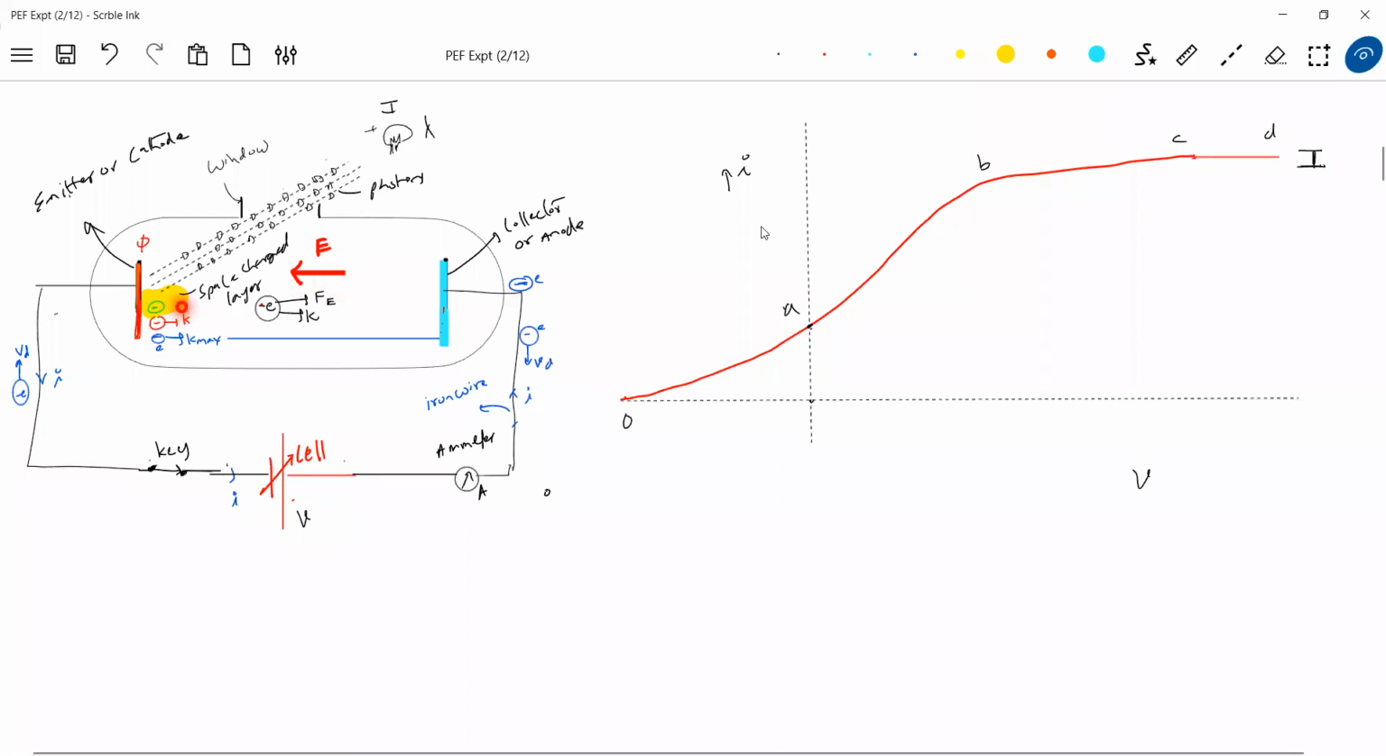It will start pulling the electrons from the space charge layer towards the collector. So the number of electrons striking the collector increases. So therefore, the current should increase here. I didn't increase intensity. I think you should be clear.